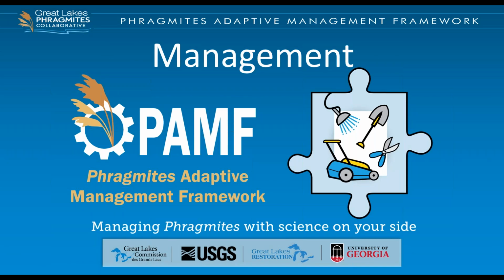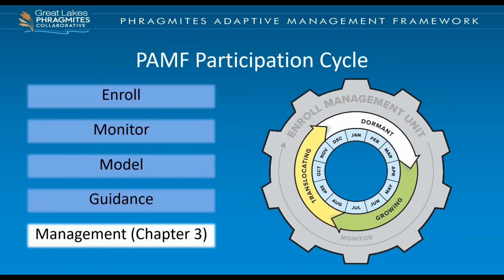The fifth step in the PAMF participant cycle is managing Phragmites. After enrolling and monitoring your management unit, the PAMF model is able to provide your first round of management guidance. Once the guidance is received, you're able to begin managing.